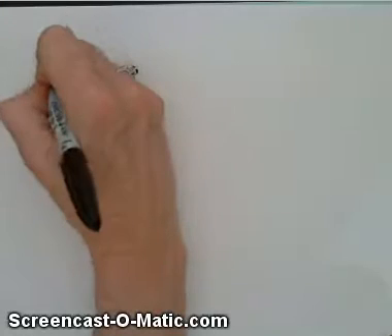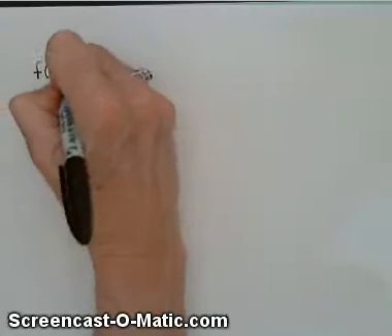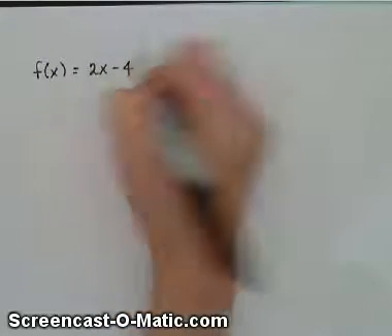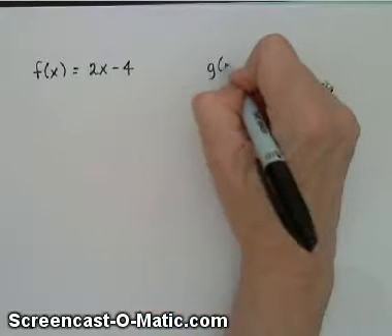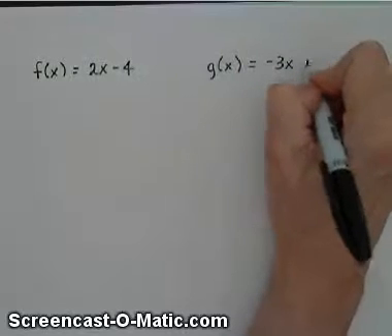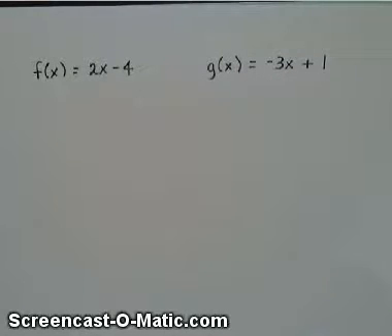I'm getting somewhere with this, I'm sorry. I tell you what, I'm going to get new functions because those are a little complicated. Let's do two linear functions. Let's do f of x is equal to 2x minus 4. And let's make g of x negative 3x plus 1. Those are just two random linear functions that I picked.